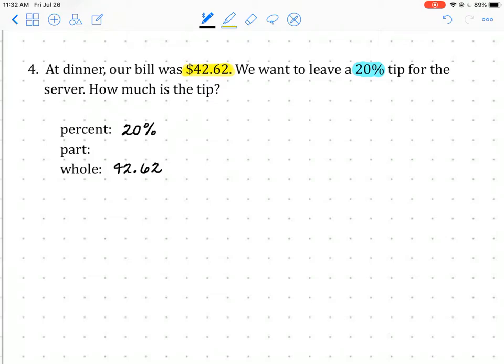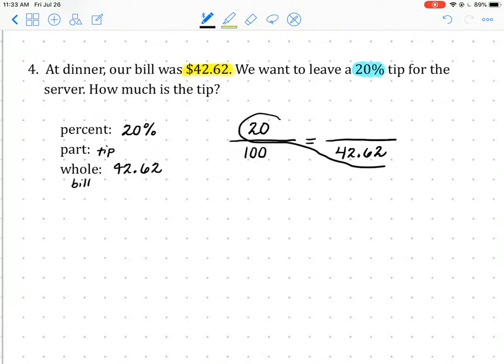And then you and I are about to find the tip. This is the whole bill. The part we're looking for is the tip. And then, of course, our percent is the rate. So we set up the proportion. You know the 100 is built in, and you know that 20 goes over it. You know that $42.62 is the whole bill. So you're good to go. You're going to draw the peanut and multiply it.